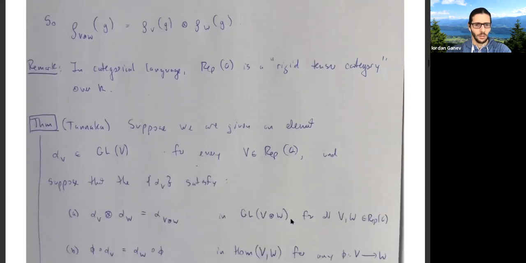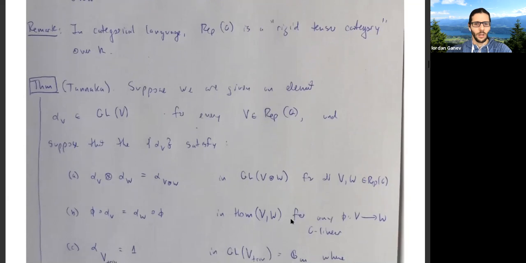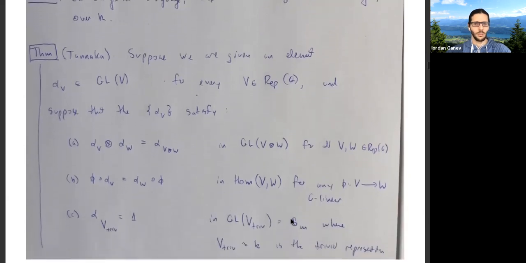So let me state the theorem. It's a bit of a mouthful, but let's go through it. Let's suppose that for every object in this category, for every finite dimensional representation of G, we're given an automorphism of V as a vector space. Let's call it alpha V. So we have for every representation an element in GL of V. And moreover, we suppose that these alpha V's satisfy the following three conditions.